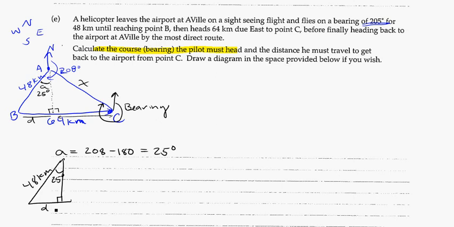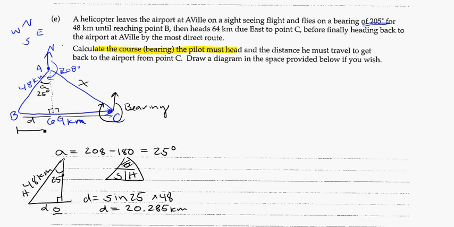So I've got the opposite and the hypotenuse and an angle, so I'm going to use sine, and I'm looking for the opposite. Cover that one up. That's sine of the angle times the hypotenuse. Remember, you need to feed sine something, so feed it 25 degrees times 48. And that means that our distance D is equal to 20.285 kilometers.